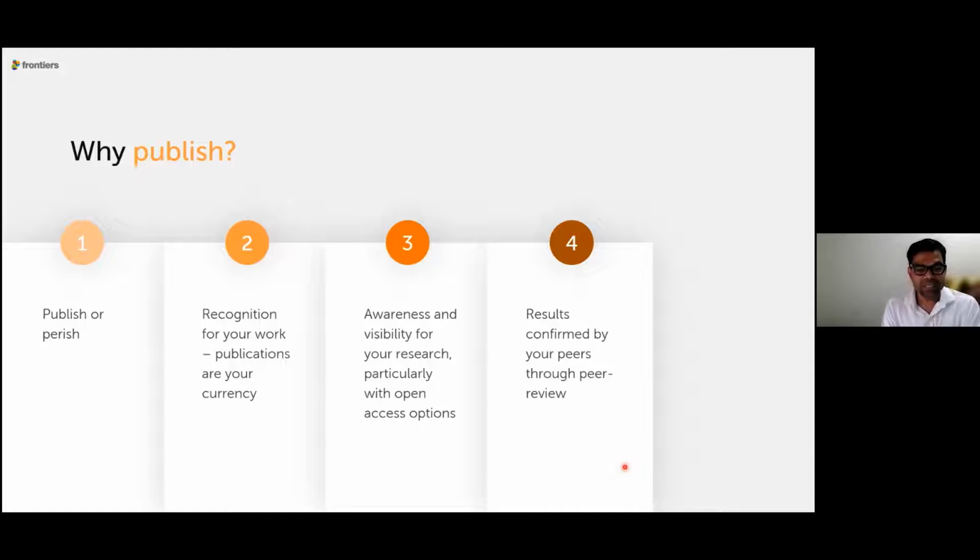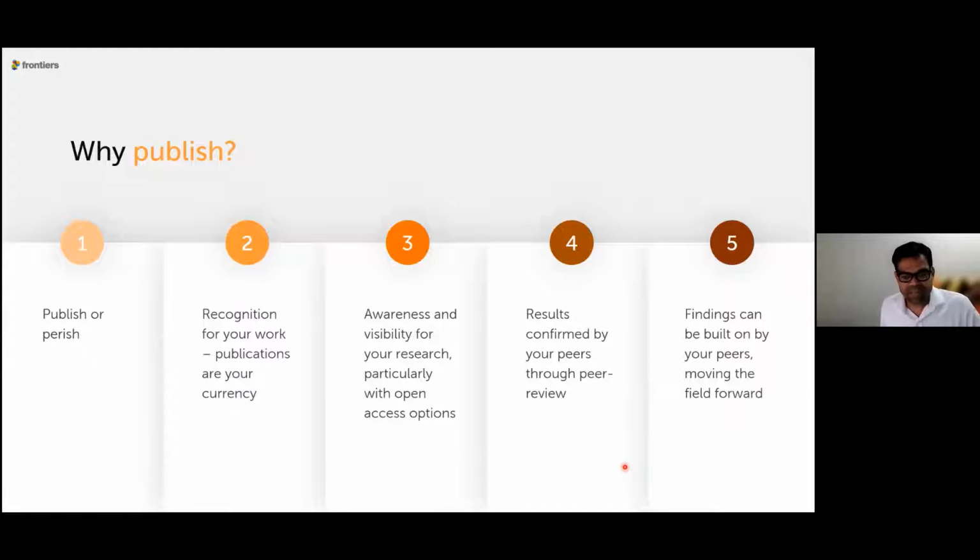Also, when you publish, results are confirmed by your peers through peer review. You know these papers go through at least one editor and 2 reviewers, so your results are confirmed by your reviewers. To me, this is very important. When I was doing my PhD, sometimes you can't find details, or you can't replicate or repeat the same kind of trials because the methodology is not really clear. That's just one example. Findings from one paper can be built on by your peers, and we can move the field forward. So that's very important.